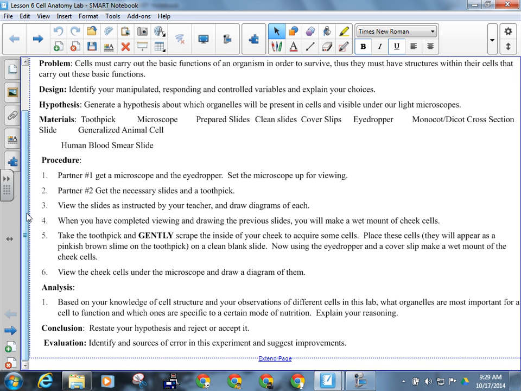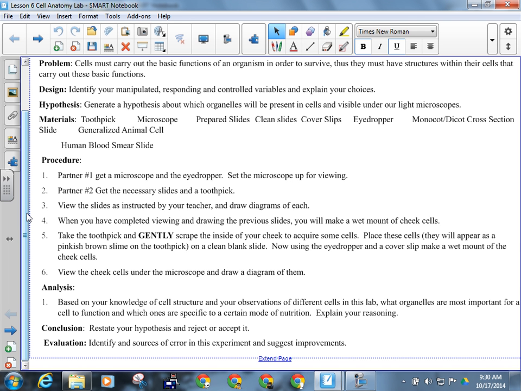And then for the analysis, there's only one question. Based on your knowledge of cell structure and your observations of the different cells in this lab, what organelles are most important for a cell to function, and which ones are specific to a certain mode of nutrition? Explain. I'm looking for a paragraph answer on that one. If you answered that with nucleus, yes, you're going to get like 1 out of 5. I'm looking for quite a bit more detail than that.